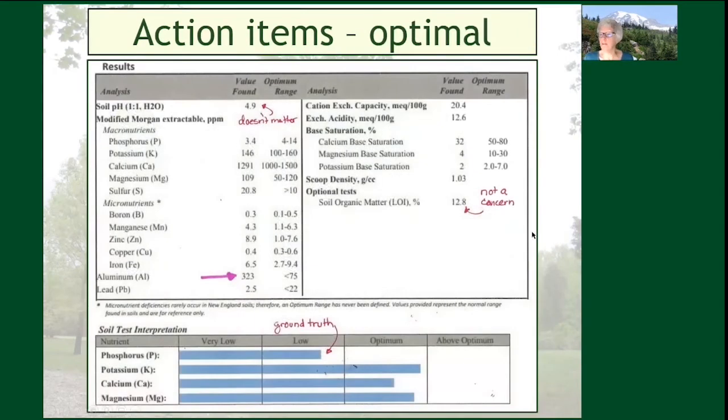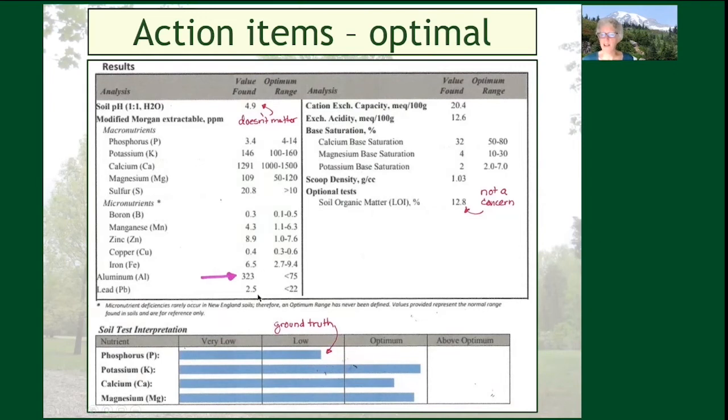For the one for the optimal levels, my own soil, pH doesn't matter. It is what it is. The organic matter is not a rich organic matter. It's slow to break down. And so its high level is not a worry. I ground truth the phosphorus issue. It says it's slightly low, but I have absolutely no indication of any phosphorus deficiencies in any of the plants.